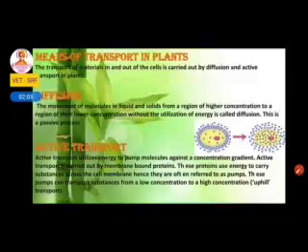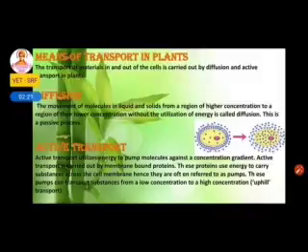The first topic is the means of transportation in plants. Materials are transported through diffusion or active transport. In plants, the means of transport is by diffusion or by active transport. The first one is diffusion.